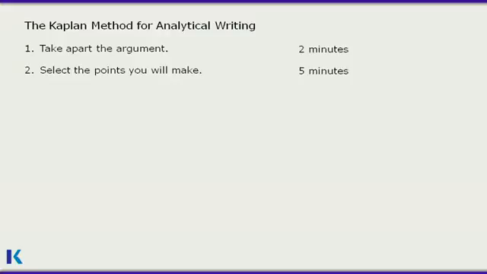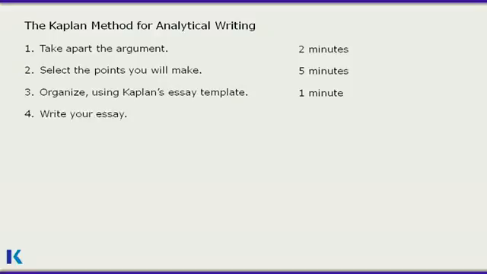For step 3, take a minute to organize the results of your brainstorming exercise. Prioritize. Select the points that are most compelling or most important. Make sure you include how the author's conclusion can be supported. Step 4, take 20 minutes to type your essay. Even if you type slowly at 20 words per minute, that's still 400 words. That's plenty of time to write a terrific essay.